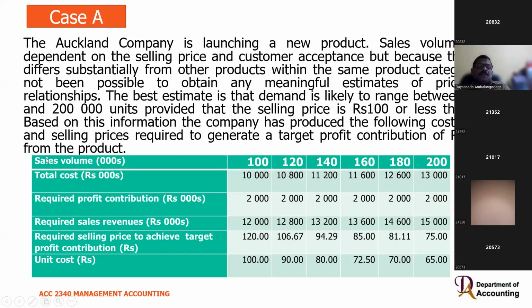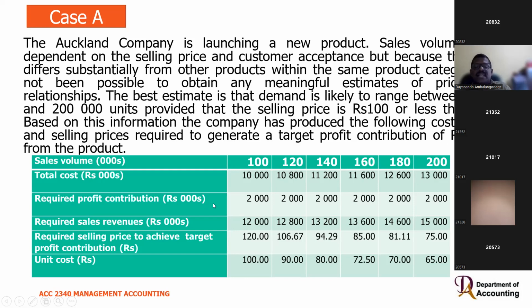Based on this information, the company has produced the following cost information and selling price required to generate a target profit contribution of 2 million. Whatever the situation, we need 2 million profit or 4 million profit. That is the business target or objective. I think you can remember we discussed that in the first slide: profit objective may influence the price. So for this case, it says 2 million profit.